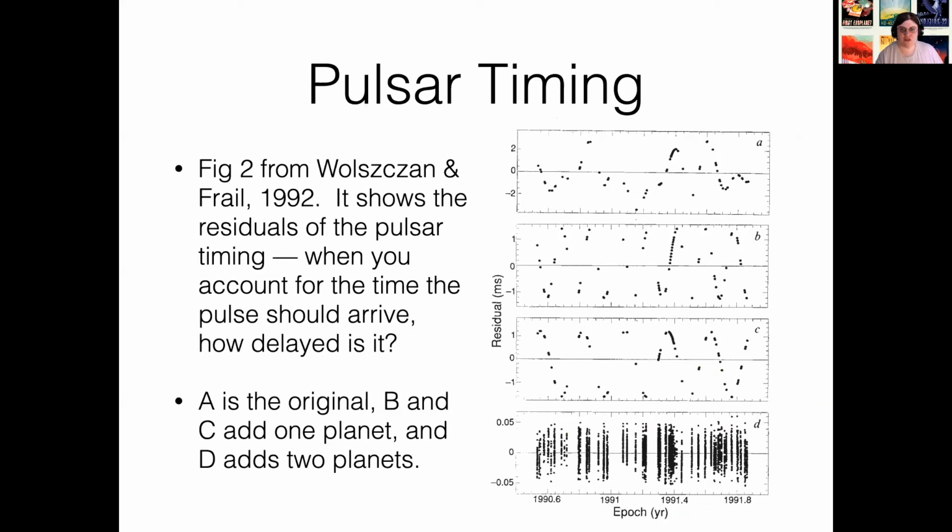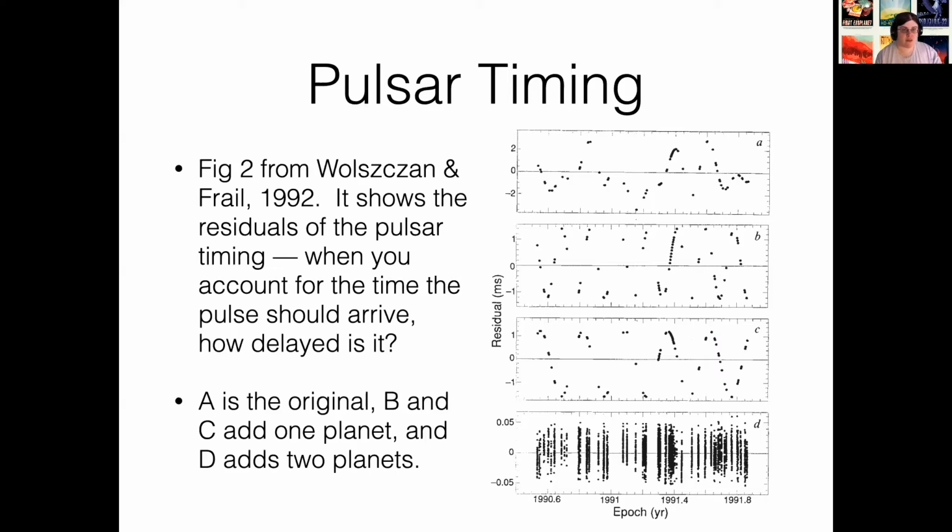Now, we can do this because pulsars are really regular. We can't do this with a sun-like star because this light travel time is on the order of less than a second. So we need something that is reliable to less than a second, and pulsars are.